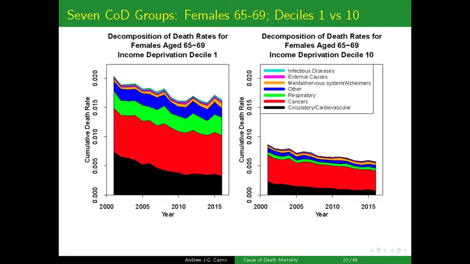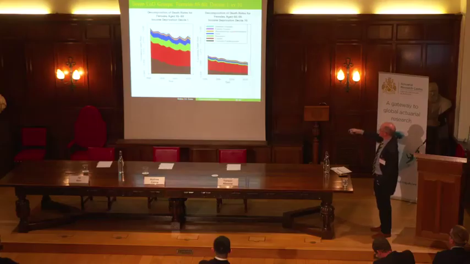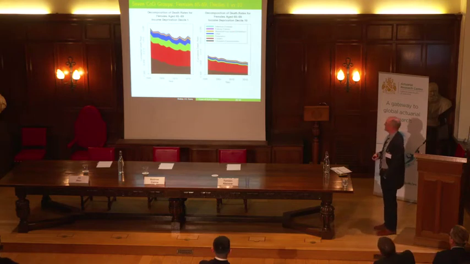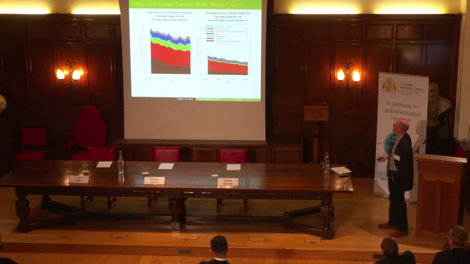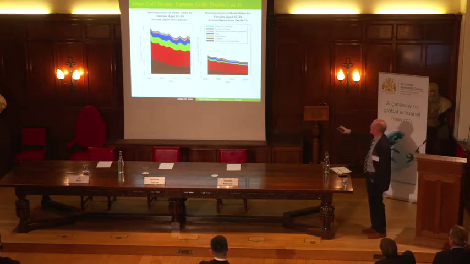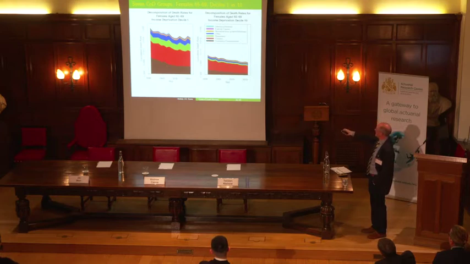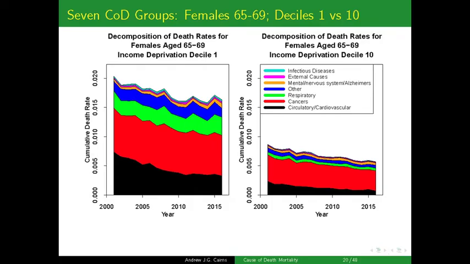The red is the cancers, and then it's respiratory diseases in green. Blue is the sort of other, so that's just not under one of the other main headings. You've then got the mental and nervous system, so that's Alzheimer's, and then things like vascular dementia, and then external causes and infectious diseases. So they're all relatively small for this particular age group, 65 to 69. But the two charts here are for the most deprived group and the least deprived group.